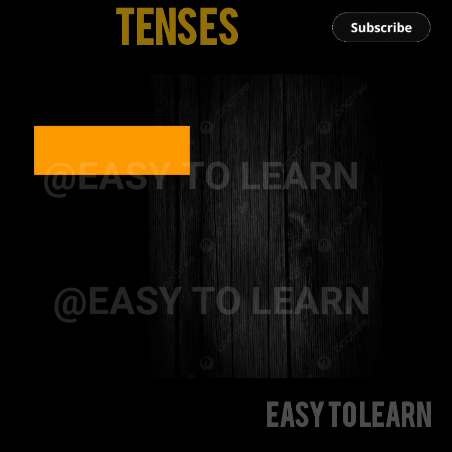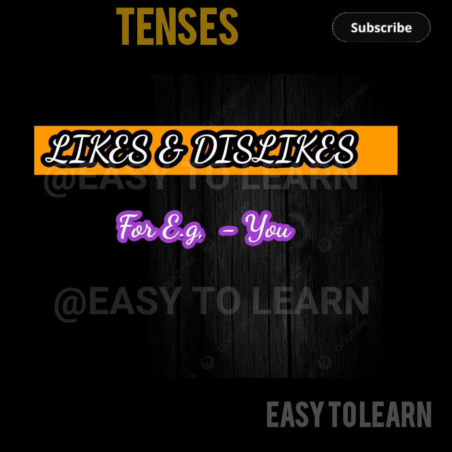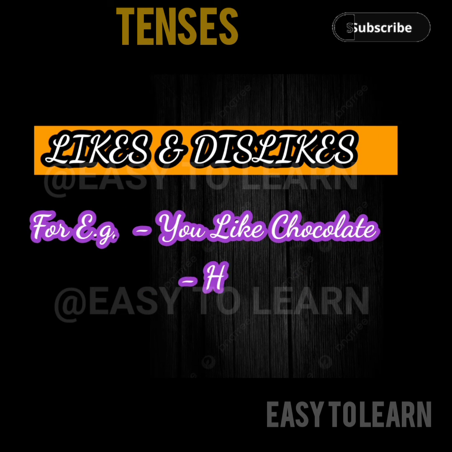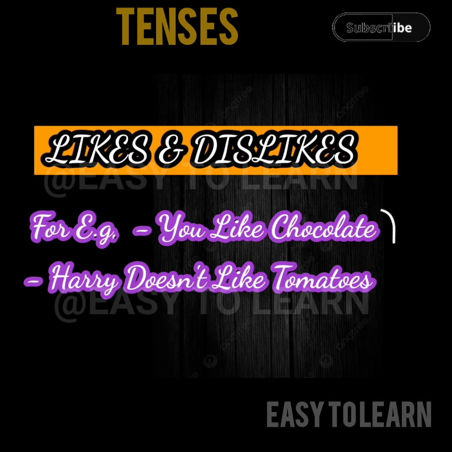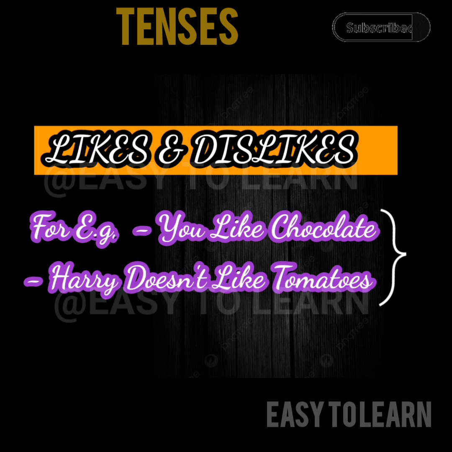Likes and dislikes. For example, you like chocolate. Harry doesn't like tomatoes. Simple tense is also used for someone's likes and dislikes.